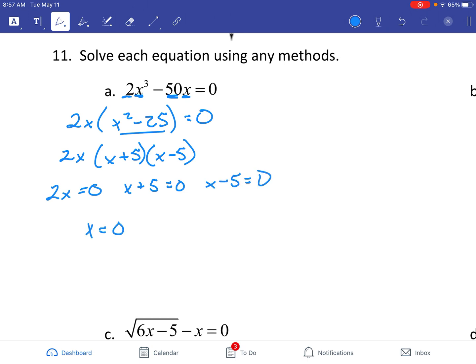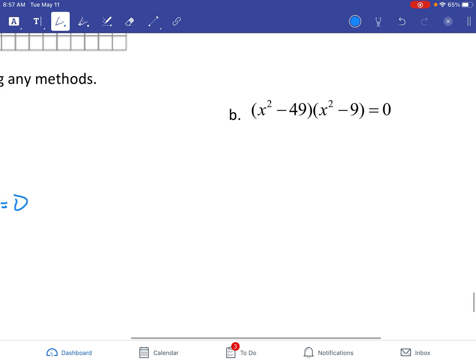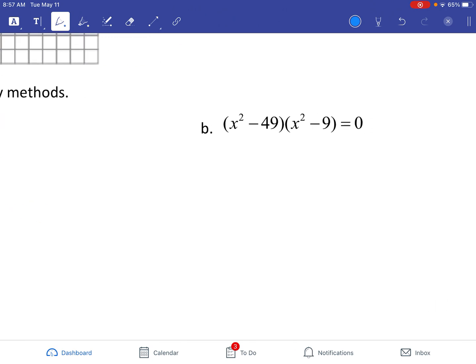So we have x equals 0, -5, and +5. Those are your answers. Here, these should look familiar because we just did one over here. Again, difference of two squares.